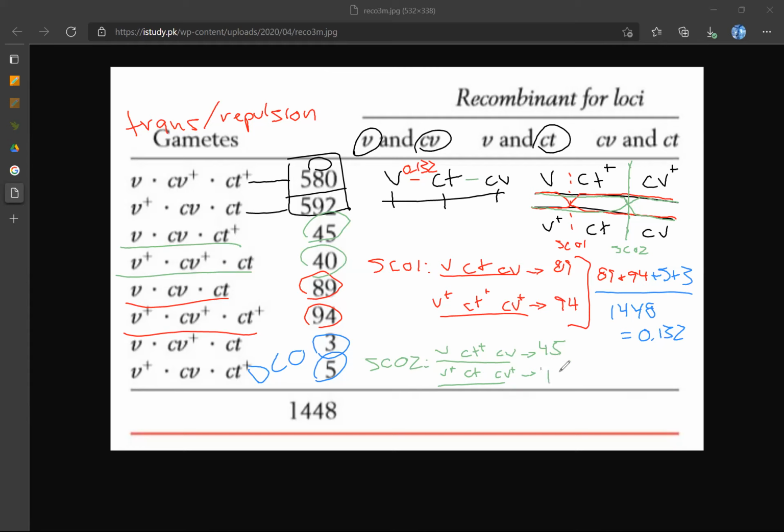Anyway, so we have these and we can add them together now. 45 plus 40 divided by 1448. And what does that give us? Hooray, thank you. We also add the 5 plus 3. What does that give us? 0.064.